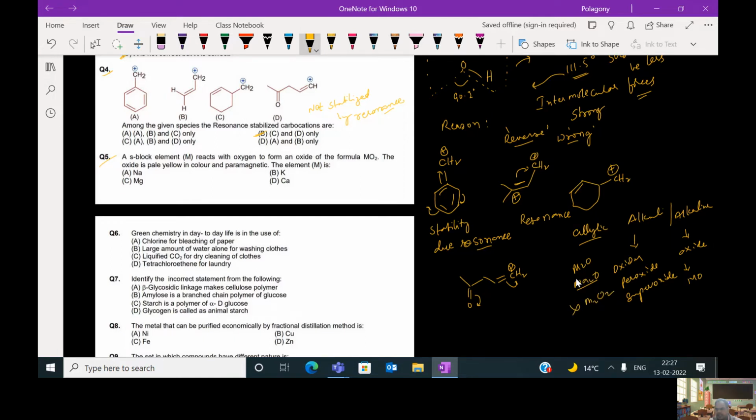So peroxide is not possible, and only the MO2 superoxide formula is possible. Those superoxides are paramagnetic. KO2 and RbO2 can form superoxides, and the potassium option is given. Potassium forms the paramagnetic, pale yellow superoxide. B is the most appropriate answer for this question.